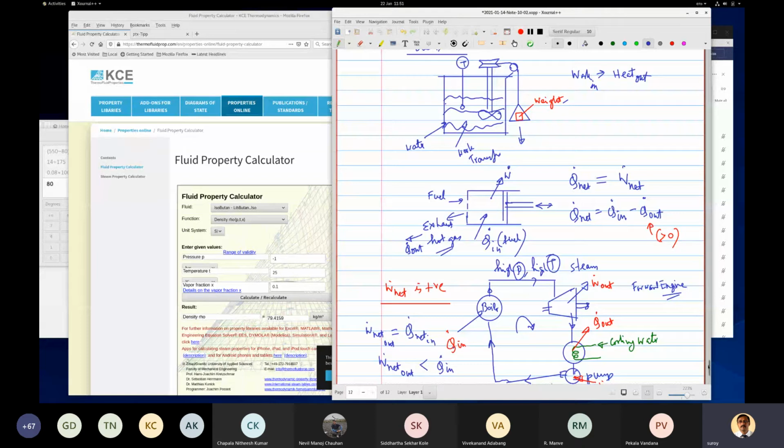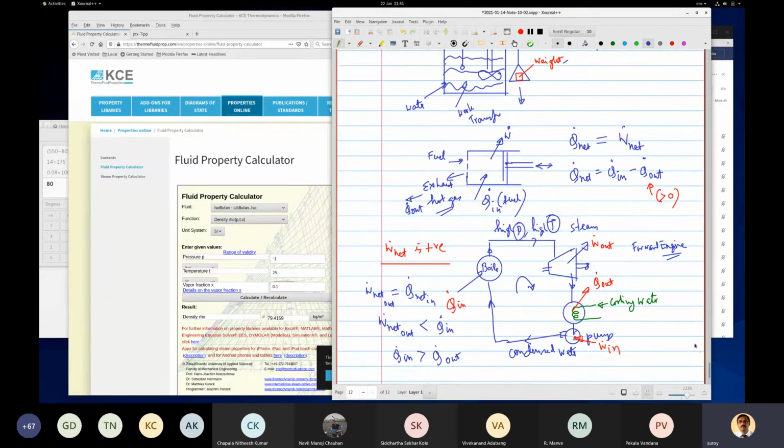That is when I will come to the second law. The second law will tell us that this is what is needed. If we only do the first law, then we cannot explain this behavior. We need another law to explain that all the heat in cannot be converted to work, but all the work in can be converted to heat. So this is how our engine works. Right?